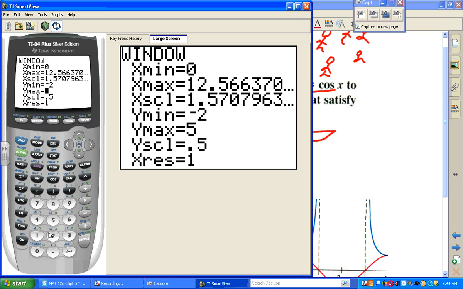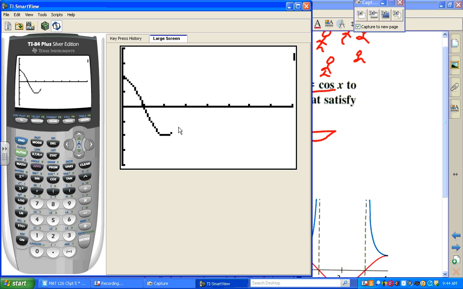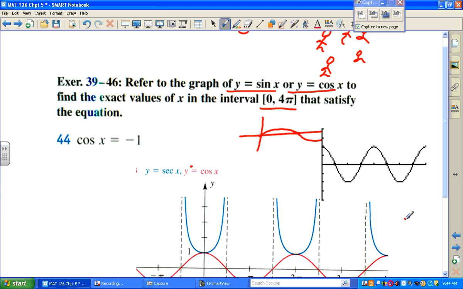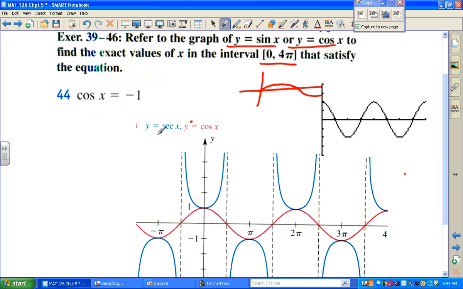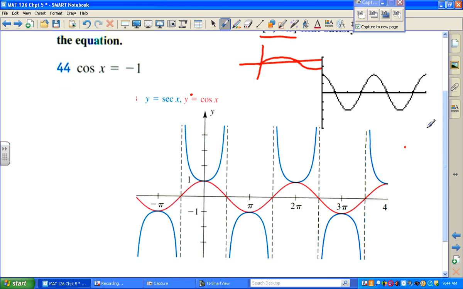-1 to 1, because cosine's not going to go past -1 and 1. Let's go -2 to 2. Okay? Cosine. And I'll go to graph. The big screen's slower than the little one. Lagging. All right. So your graph is down here already. It says secant is in the blue and cosine is in the red. Interesting. And I'll go through that in just a moment.